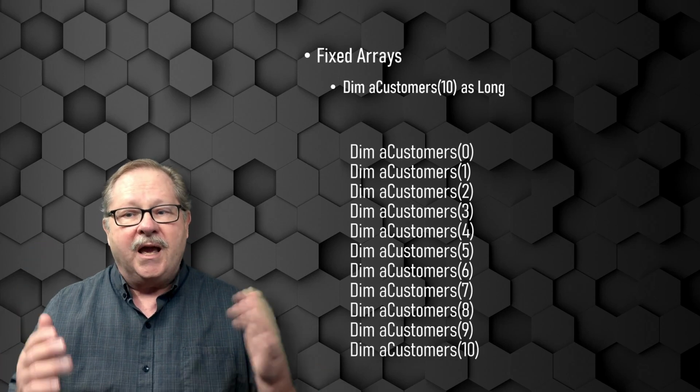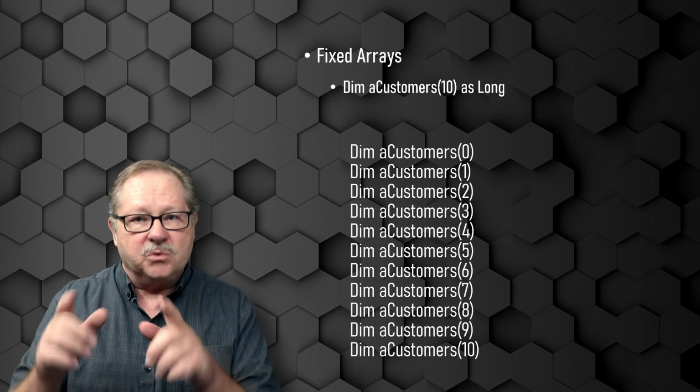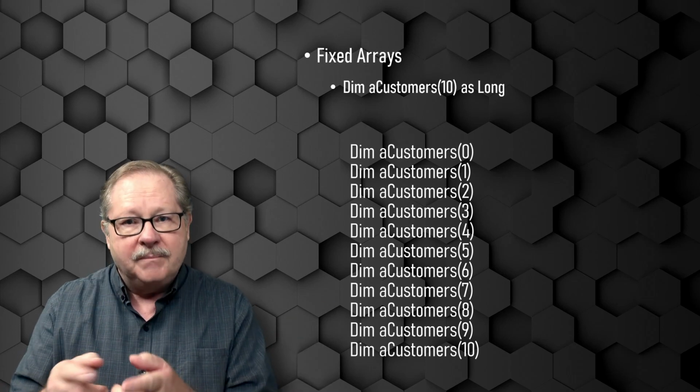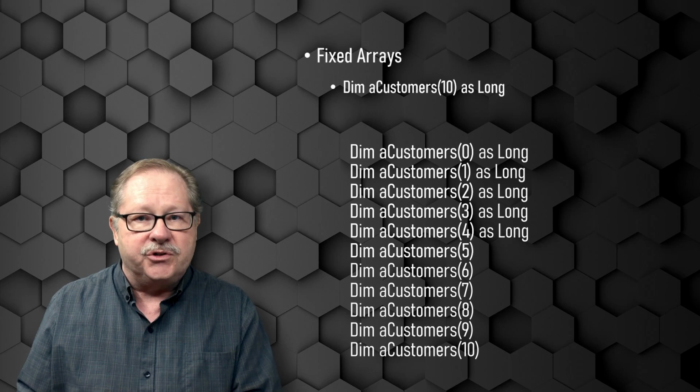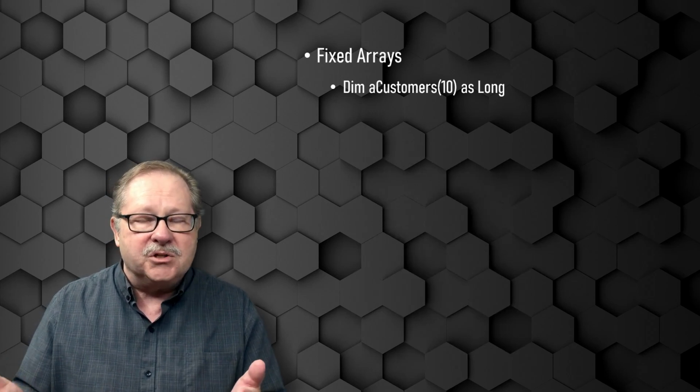So I can have aCustomers(0), aCustomers(1), aCustomers(2), and they're going to be all long integers. Okay, so the variable type is Long integer. So that's the way you dimension it.